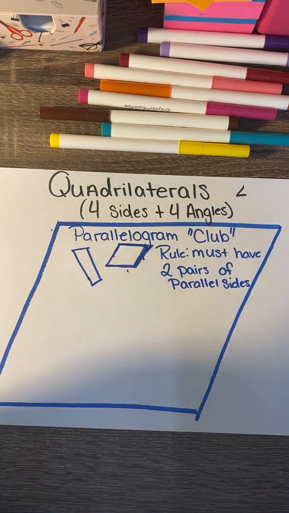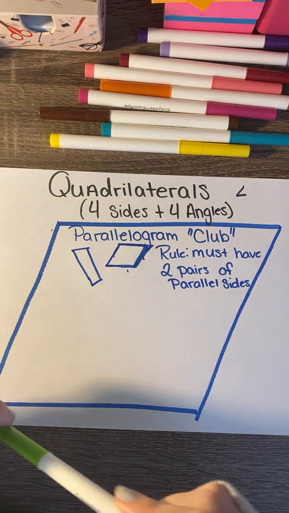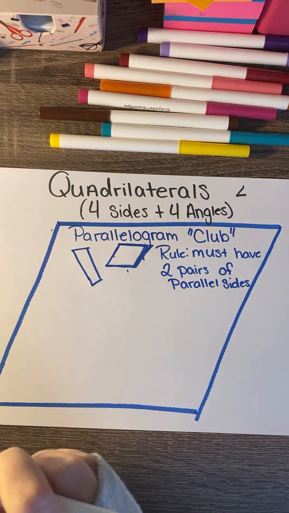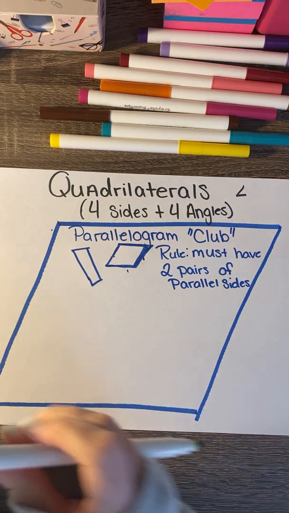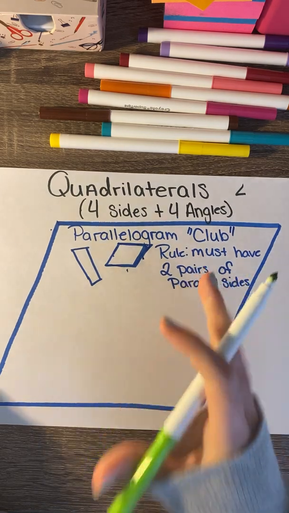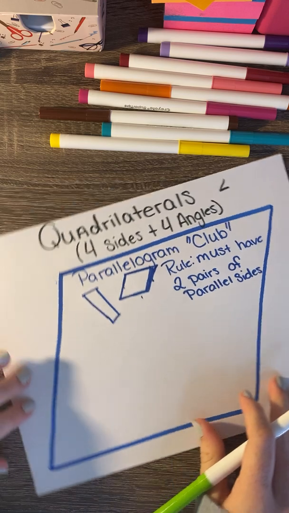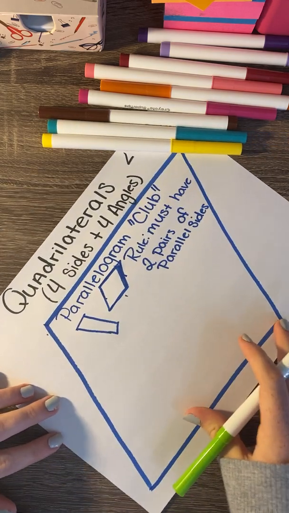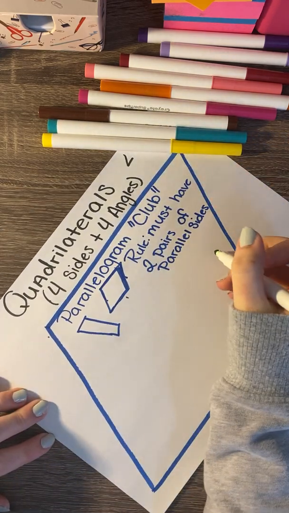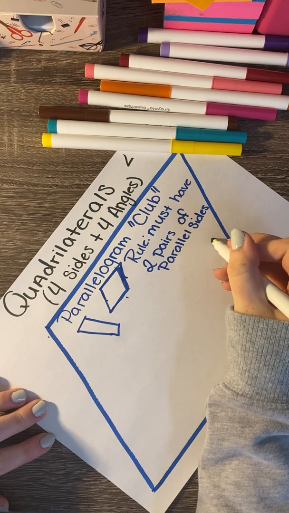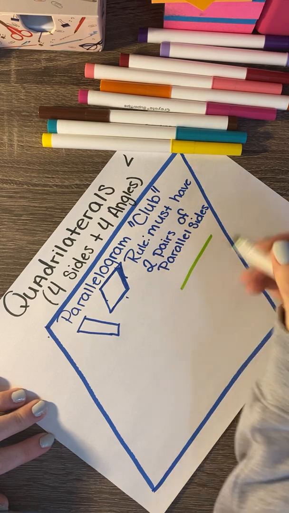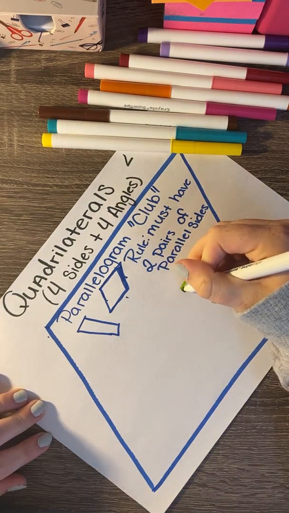All right, so the next step would be the rhombus club. So that would be another step. So inside the parallelogram, we're going to draw a rhombus. The way you can draw a rhombus, okay, turn your page like this, so it's like that, and then try your best to draw a square.